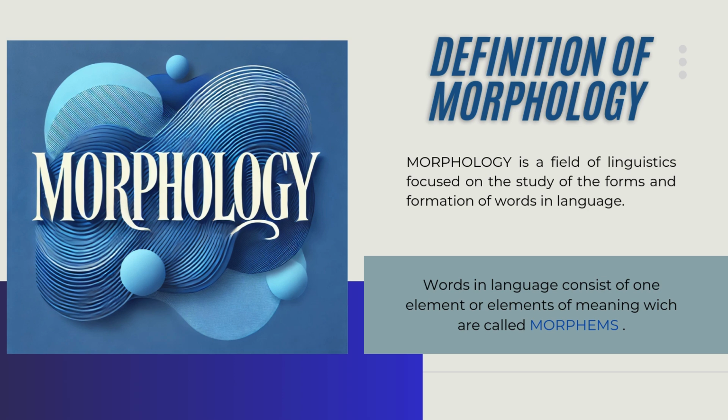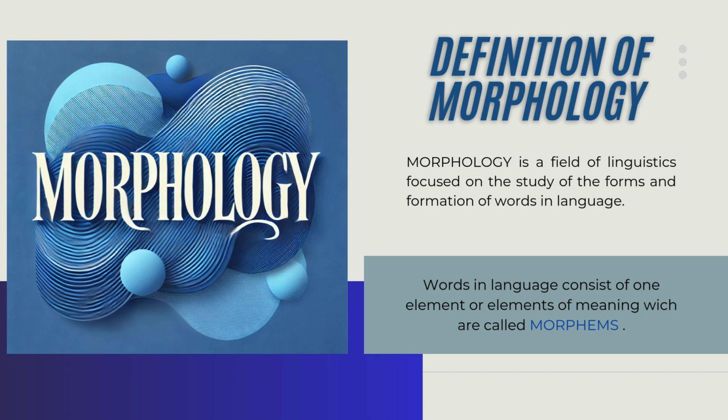Second one is happy. Happy is the root or base word which carries the core meaning of the word. Third one is ness. Ness is a suffix that transforms the adjective happy into a noun, referring to a state or quality. By combining these morphemes, we create a word with a complex meaning, which is the state of not being happy. That was the first part. I hope it was clear.